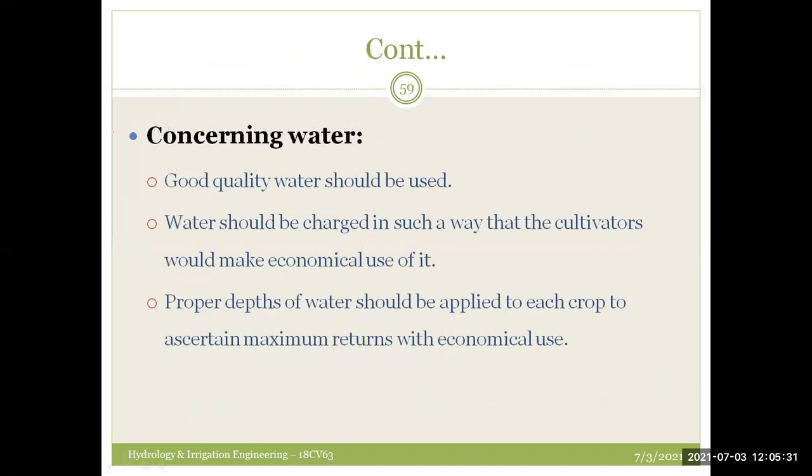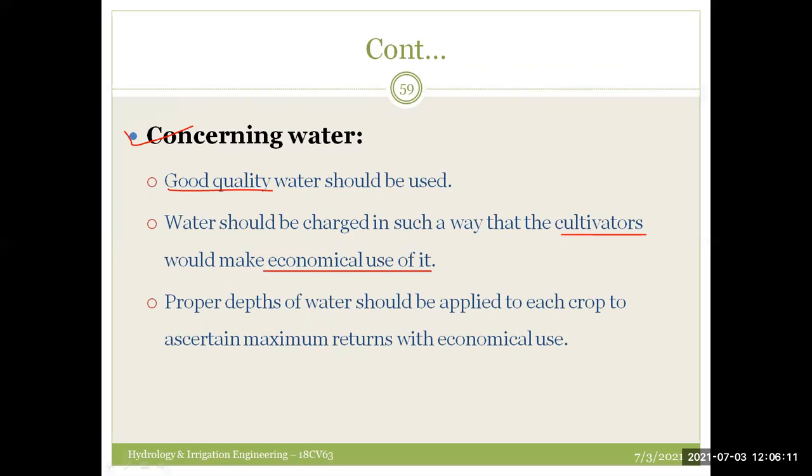The second method is with respect to water. We should supply good quality water, which is more important. If you use good quality water, then obviously the duty will increase. Also, the water should be charged in such a way that the cultivators make economical use of it. Because farmers, as we know, use water uneconomically, liberally. If we have control on the use of water, the economical use of water, it will increase the duty.